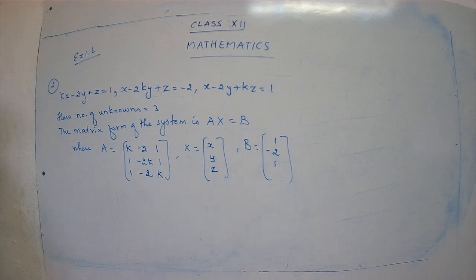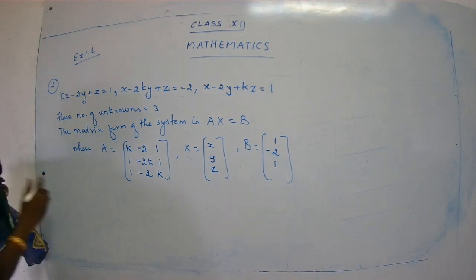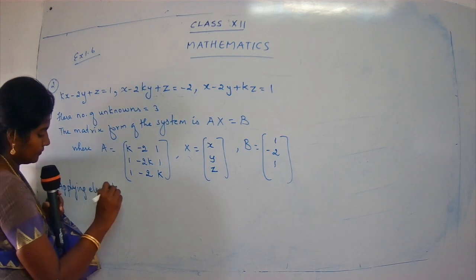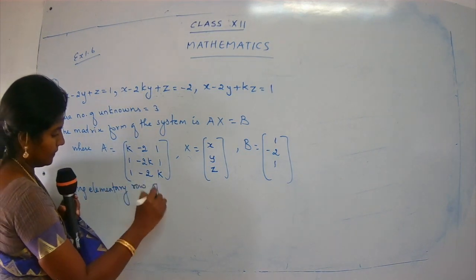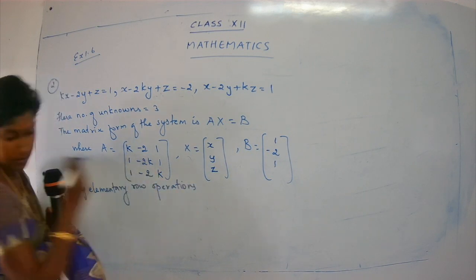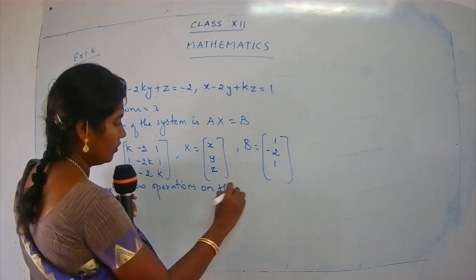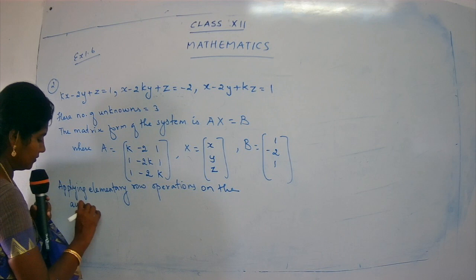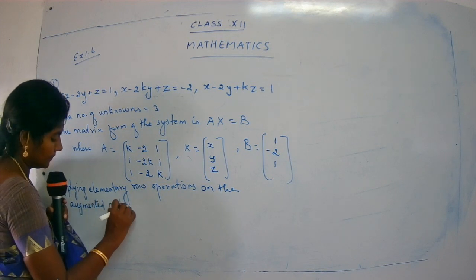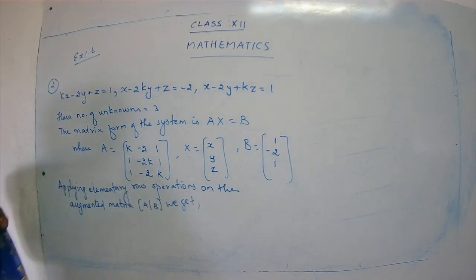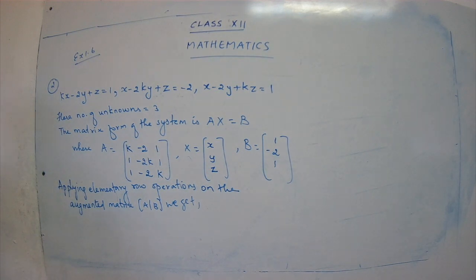Okay, so now we are going to apply the elementary row operations. So write down: applying elementary row operations on the augmented matrix AB, we get. This is the statement that we have already done in our previous sums, so this is not a new step to you. Just go on completing this work.